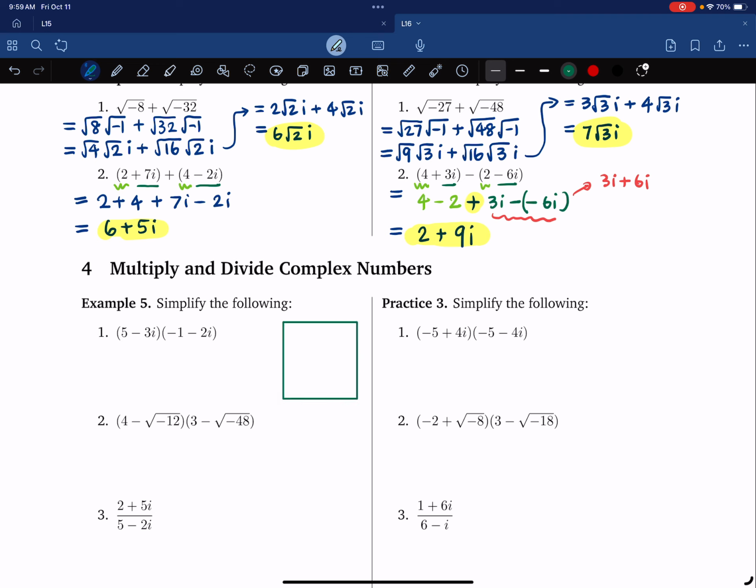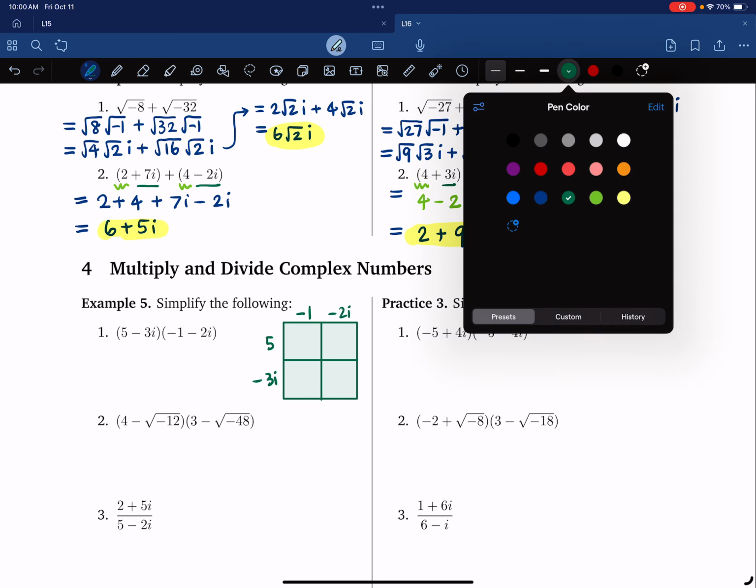I'm going to do a box. And then I'm going to divide the sides into two parts. This is because we are multiplying two complex numbers. So you have the real and the imaginary, two parts. And let's also write down the numbers. So for the first complex number, it's 5 and then negative 3i. So those are the two parts. And for the second complex number, you have negative 1 and negative 2i. Okay, so write that down.